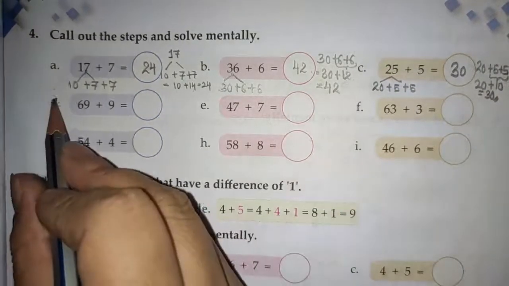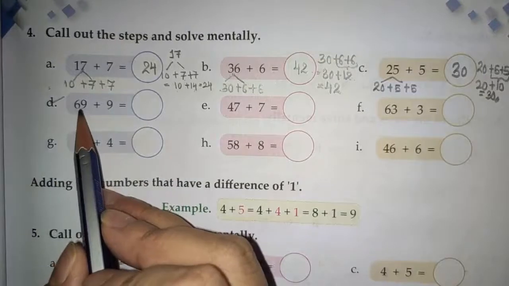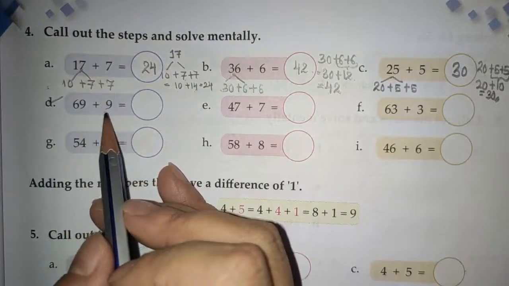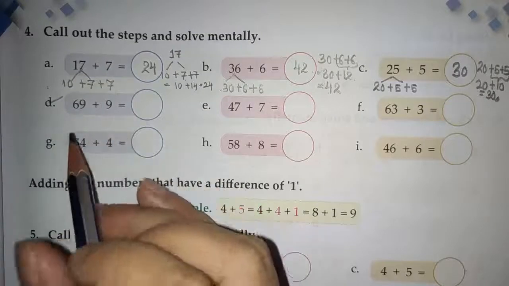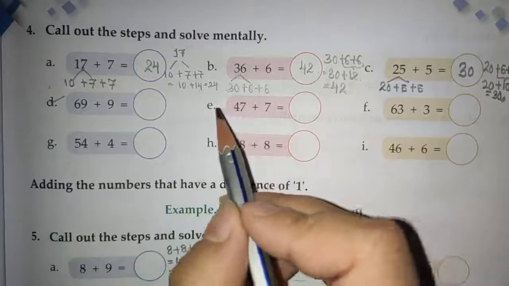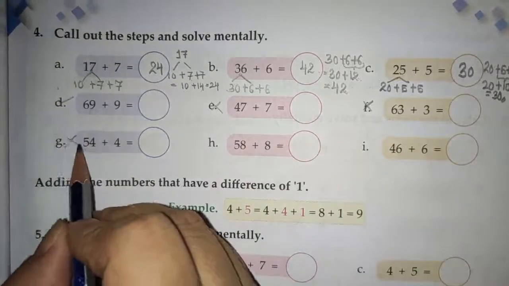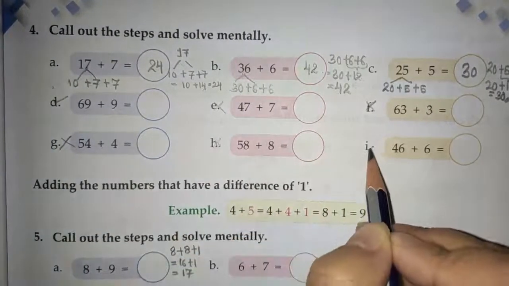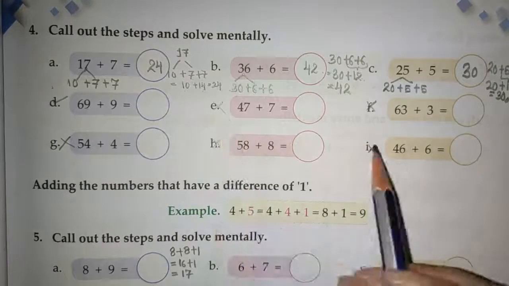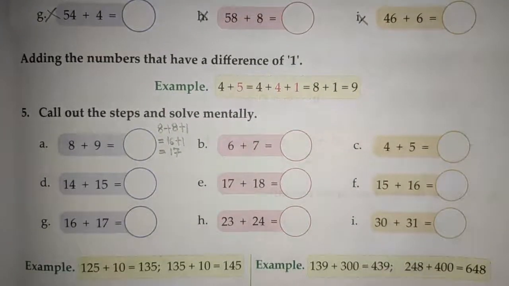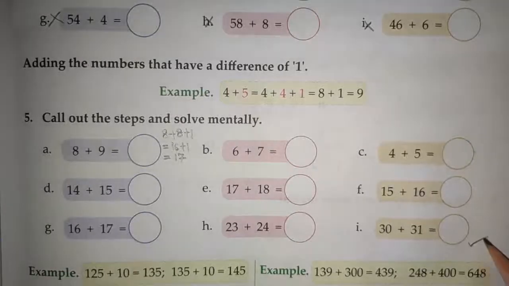Number D, you will do yourself. You will break 69 according to the place value. You will add the numbers which are in the ones position. After that you will add all the numbers. We are skipping from E to I. Now next, the last one, we are doing till number 5 for now.